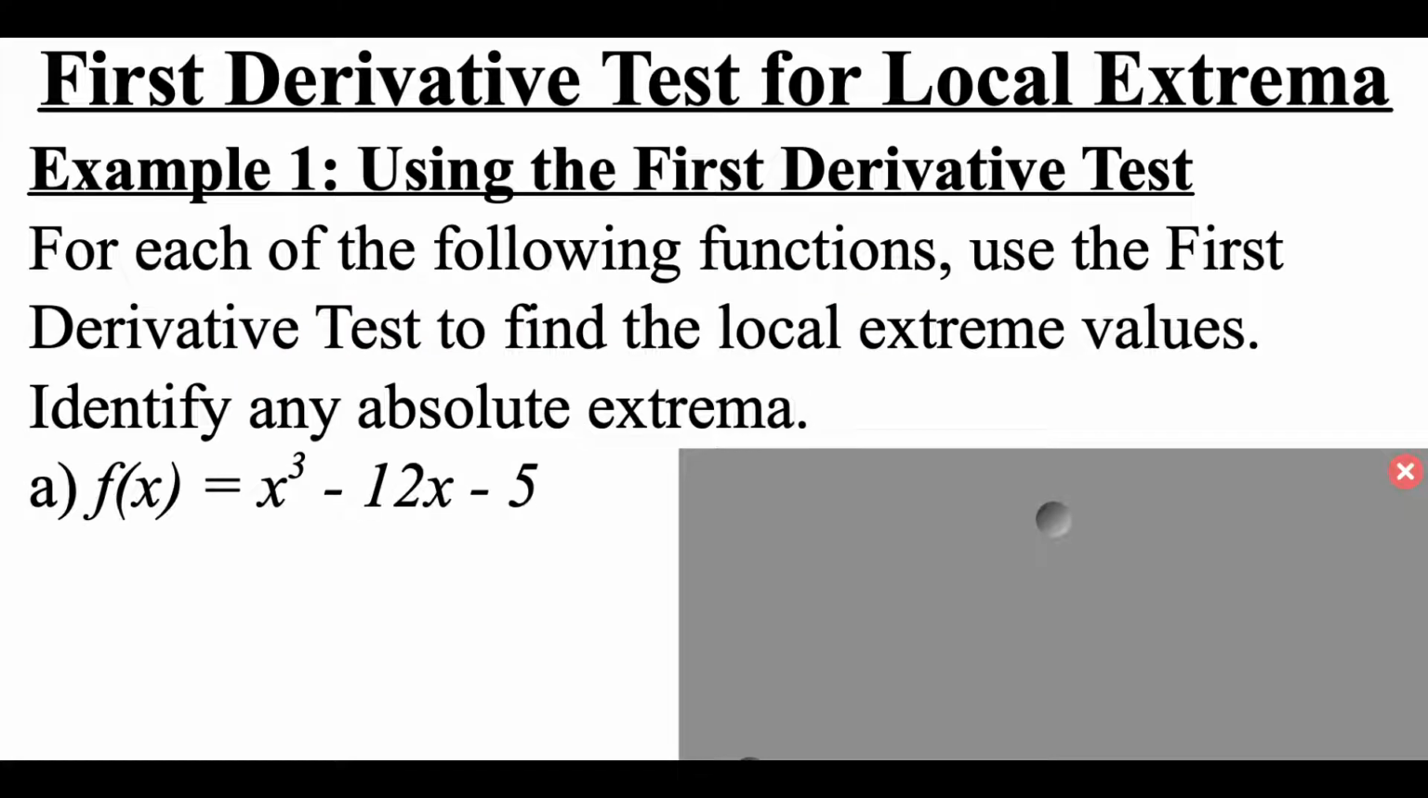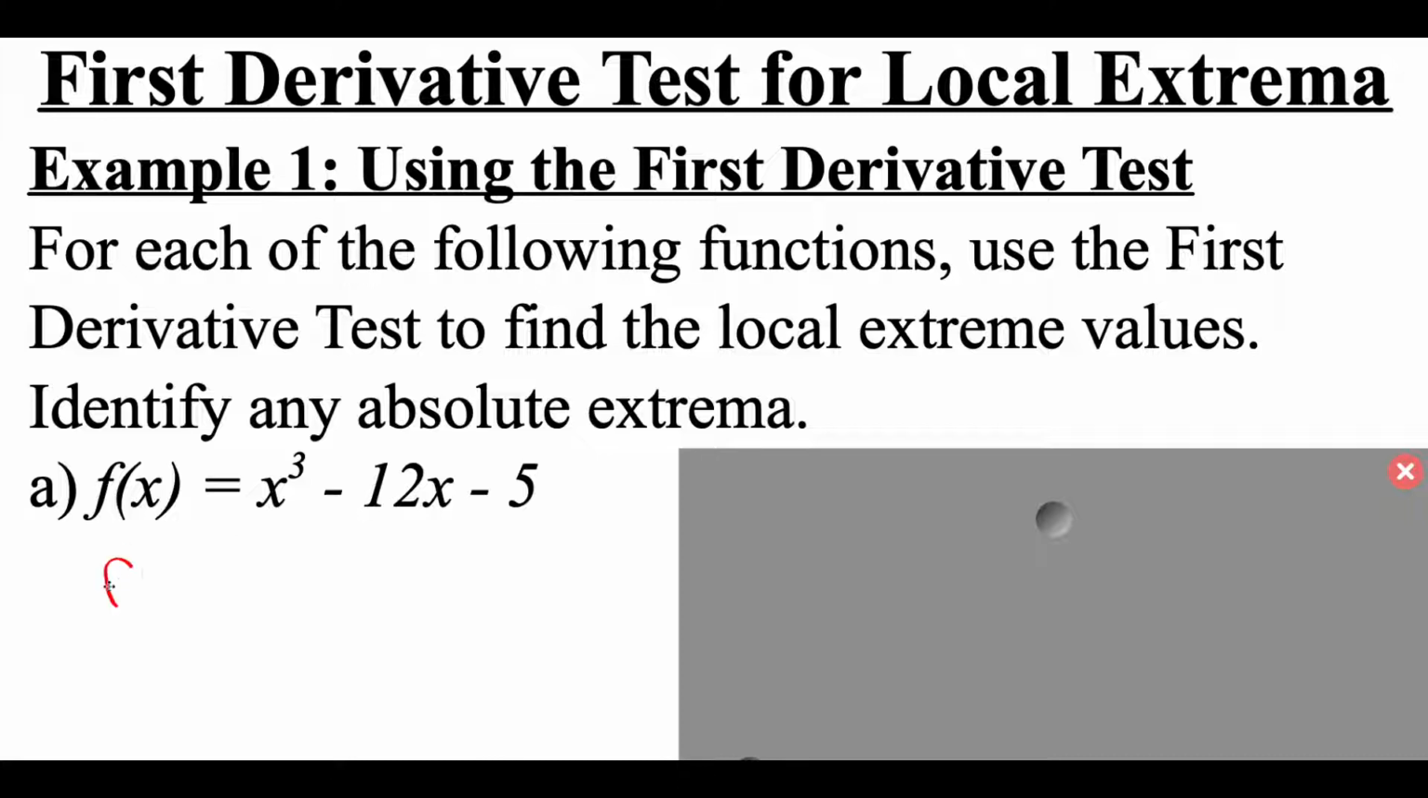So in this example, we're going to look at using the first derivative test to help us find some local extreme values and then identify any absolute extrema as well. The first function we're going to look at is f of x equals x cubed minus 12x minus 5. Now this is called the first derivative test, so the first thing that we have to do is find the first derivative of this function.